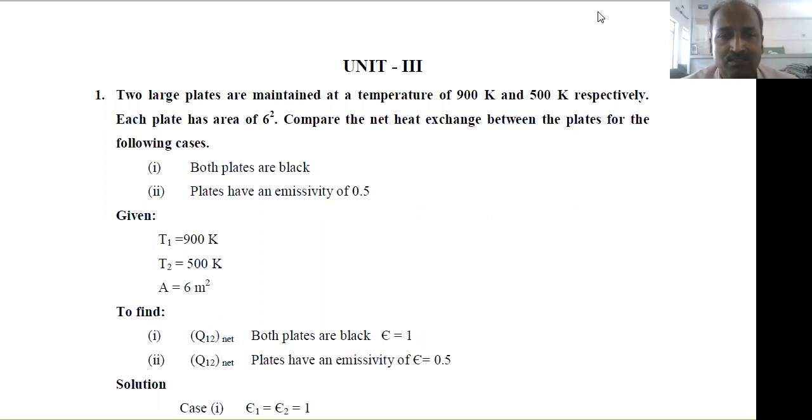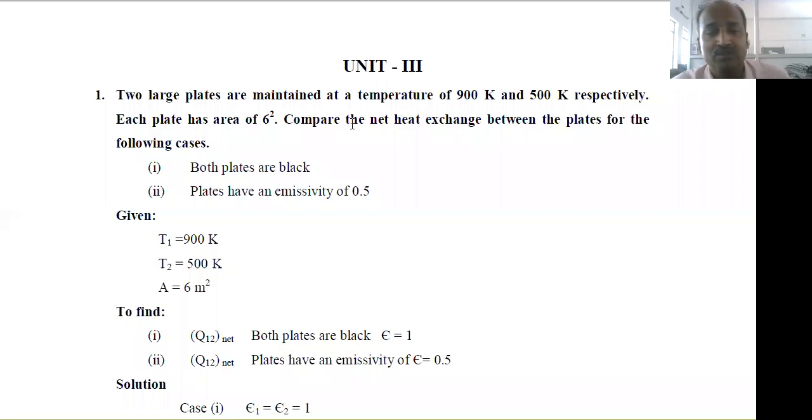So here, one typical example we will take first. Two large plates are maintained at a temperature of 900 Kelvin and 500 Kelvin respectively. Each plate has an area of 6 meters square. Compare the net heat exchange between the plates for the following cases. First, both plates are black, and second, the plates have an emissivity of 0.5.